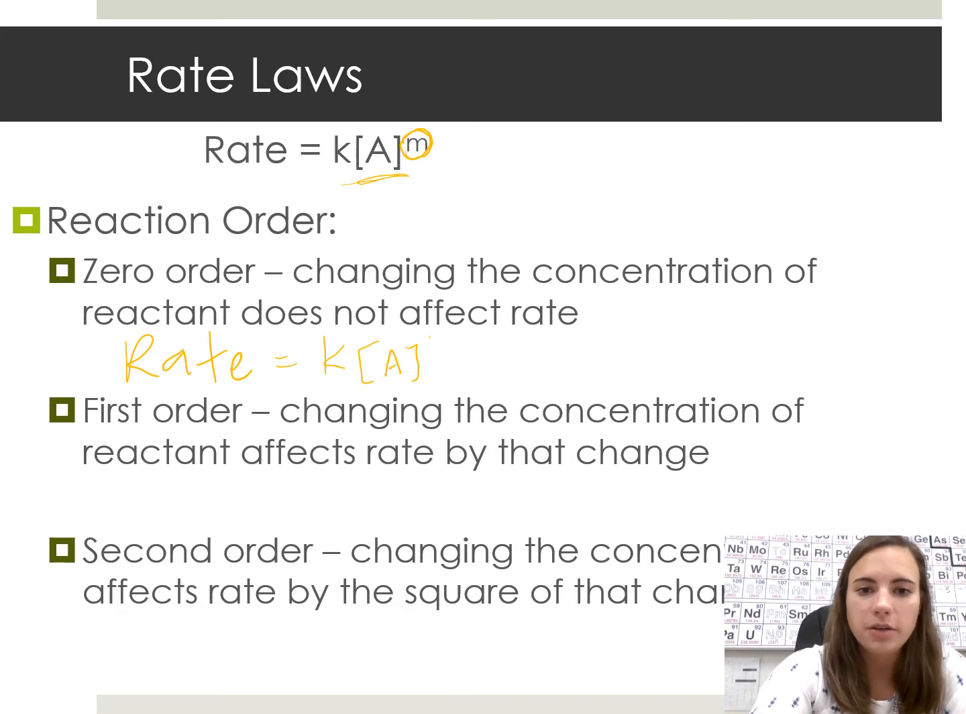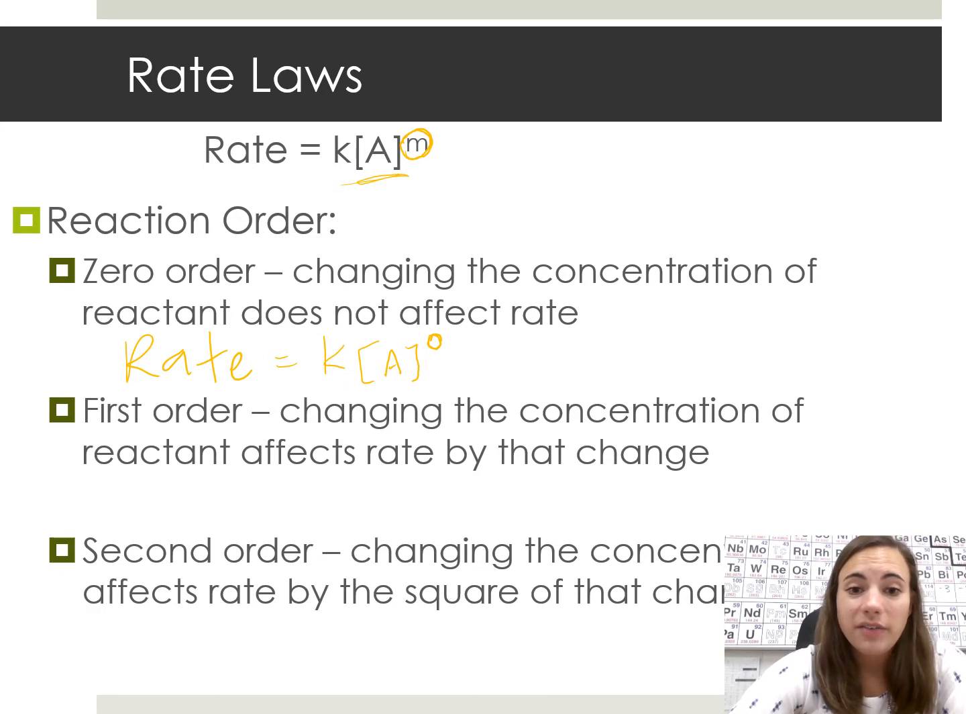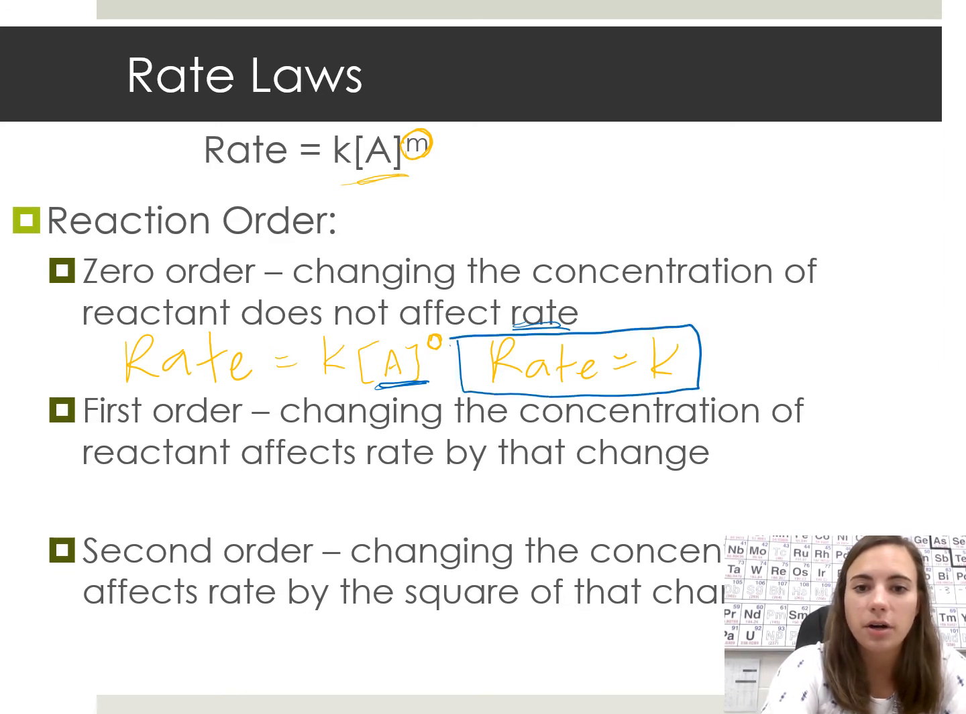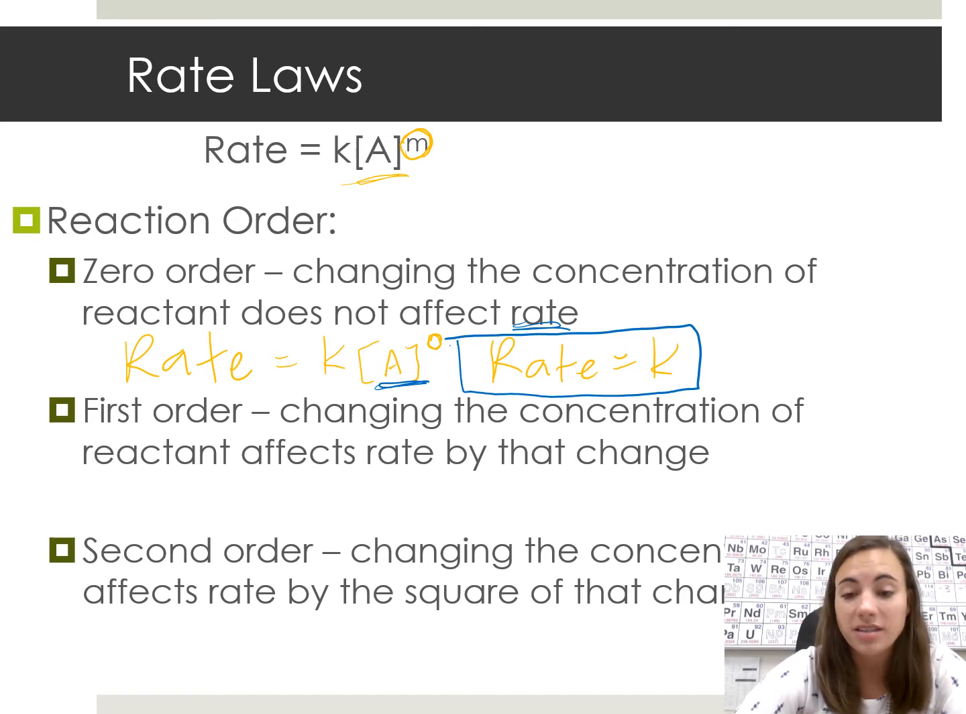So K times concentration of A raised to the 0. Well, if anything's raised to the 0, it's just 1. So really, this becomes rate equals the rate constant. So what that means is that if I change the concentration of A, nothing is going to happen to the rate. And I see this because it is no longer in my rate expression because it was 0 order. So 0 order means that the concentration does not affect the rate.